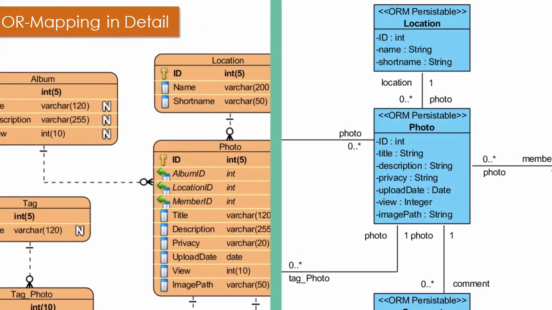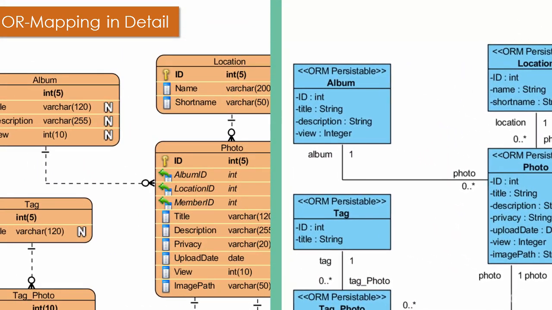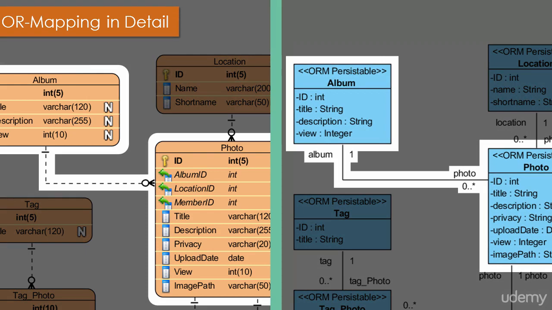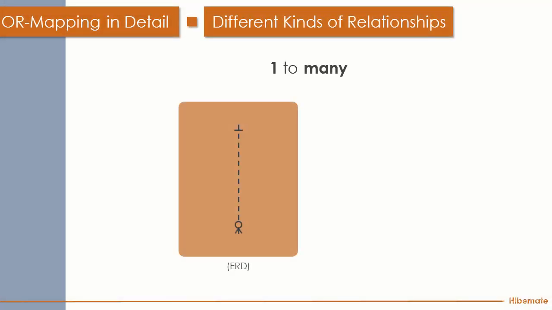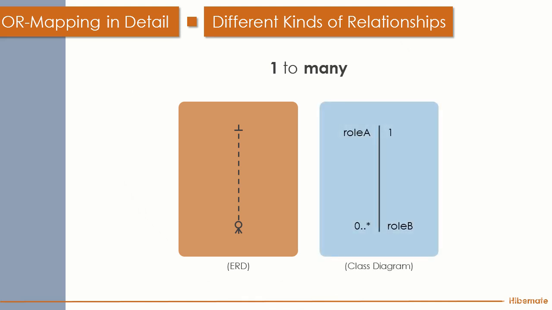We move to the relationship now. In the ERD, we have the relationship. When generating to the class diagram, we will have the association to correspond to the relationship. The foreign key relationship in the ERD has different relationship types. First, you have a one-to-many. Then when you generate to the class diagram, you will have a 1 to 0..many association.